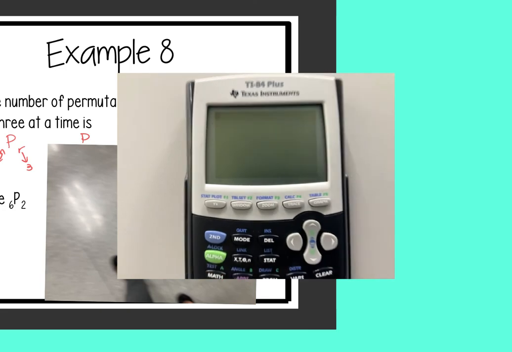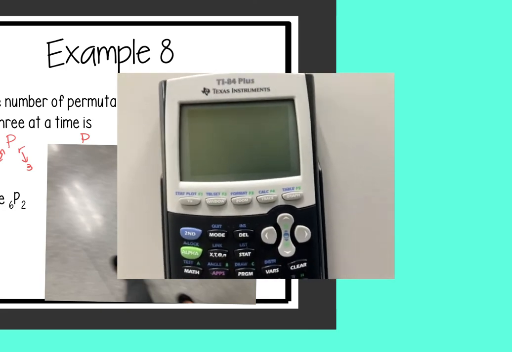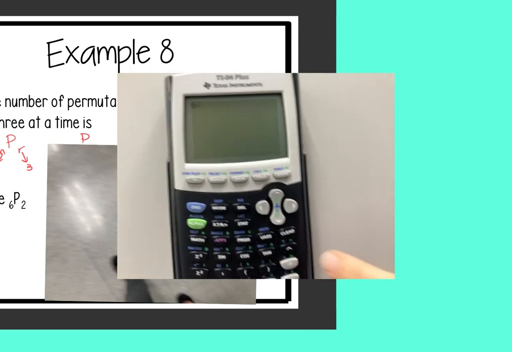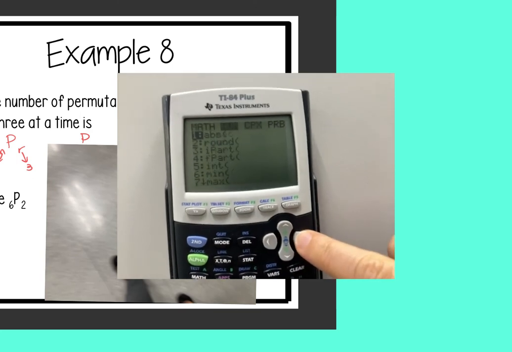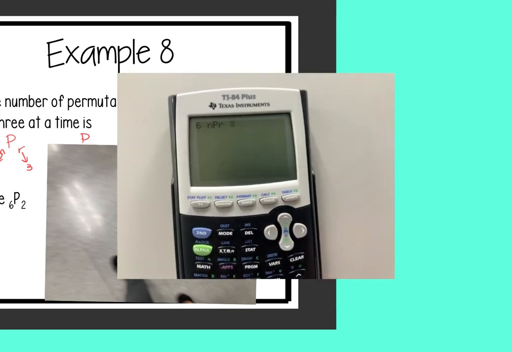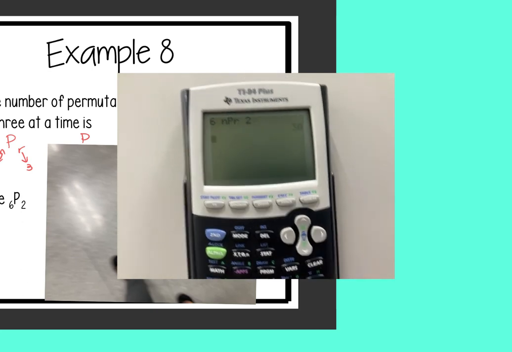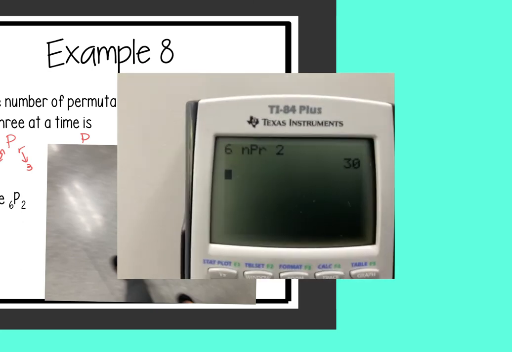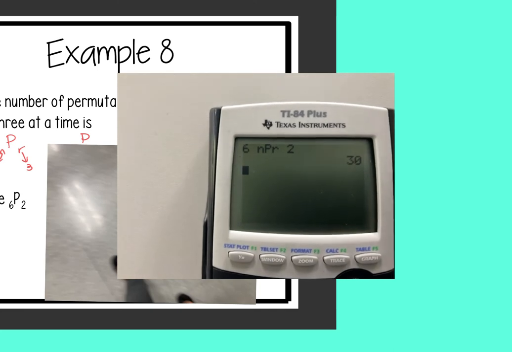On this one, you have to first put in your n. So I have to do 6 first, then I go Math, then I scroll over to PRB, I go to nPr, and then I put the r. So you have to put the number in first, like it doesn't give you the little subscript, okay?